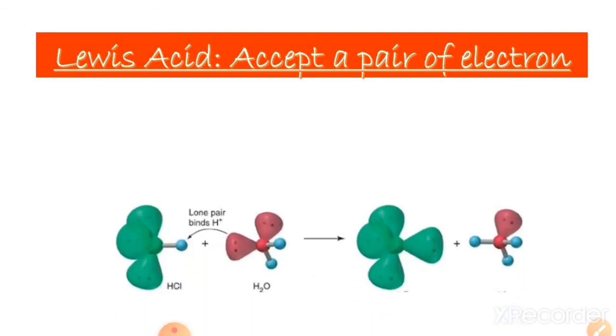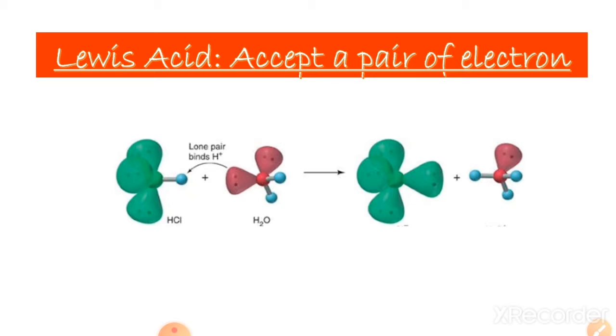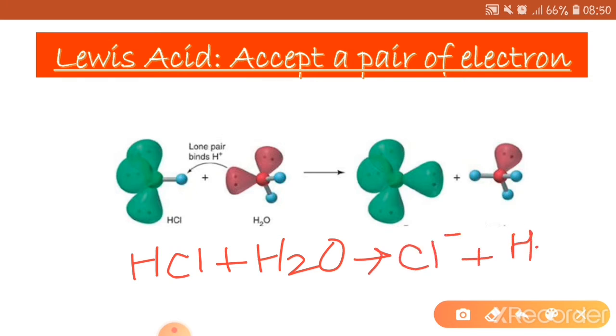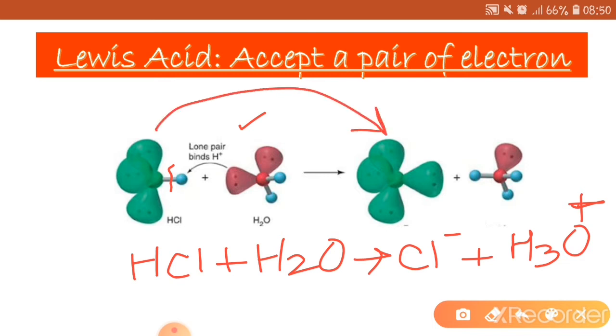So this concept says that a Lewis acid is a species that accepts a pair of electrons. For example, in this reaction, HCl is reacting with water molecule to form the chloride ion and the hydronium ion. Now in this example, you may see here that the electron pair has been donated from the oxygen atom to the hydrogen atom in HCl, and after this donation the bond between the H and Cl broke and the HCl has been converted into chloride ion.